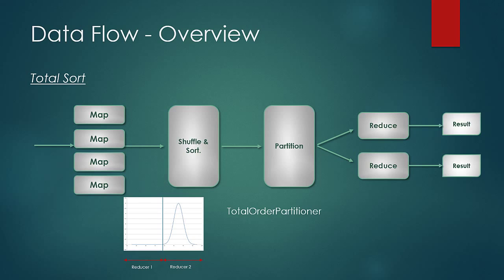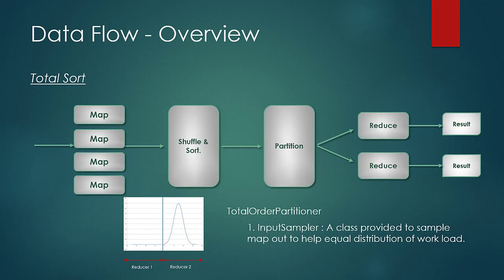Hence, with the total order partitioner, Hadoop provides an input sampler which samples the input space to find out the distribution and helps the total order partitioner to divide the key space into somewhat equal portions. So always you would see implementation of an input sampler along with the total order partitioner. In the next section, we understand another technique we can apply to our solutions, that is the secondary sort technique.